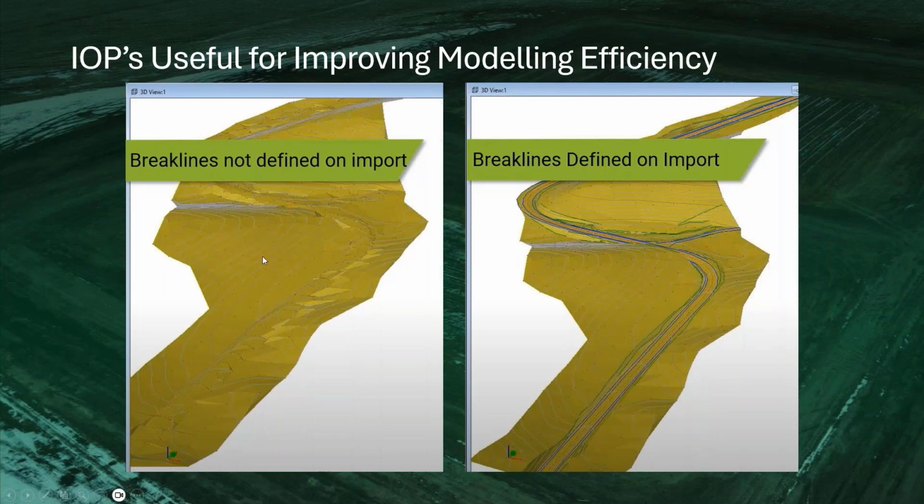Your TIN surface itself is made up of a whole bunch of triangles connecting your known points. Break lines really do define the way that those triangles are formed, and if there's a break line present, a triangle cannot cross it. So we're able to define these break lines as long as we've got data that's been delimited with different point codes. Being able to define that on import to create those break lines makes a much more accurate model for us to work with for our project.